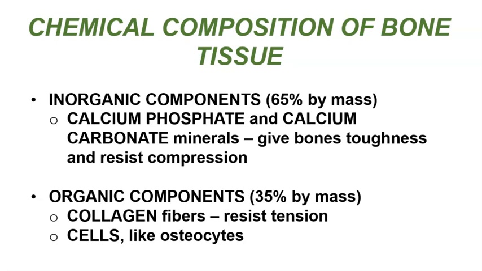The inorganic components compose roughly 65% of the mass of bone tissue, so they are the majority. These are the minerals like the calcium carbonate and the calcium phosphate, which we discussed earlier. These minerals give the bones their toughness as well as their ability to resist compression and carry body weight. The organic components, on the other hand, compose the remaining 35% of the mass of bone tissue. These materials are things like the collagen fibers that help the bone tissue to resist tension, and also the bone cells, such as the osteocytes that we had just seen in the images and structures of compact bone.